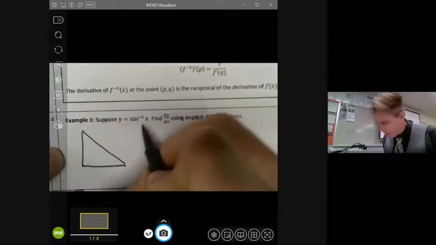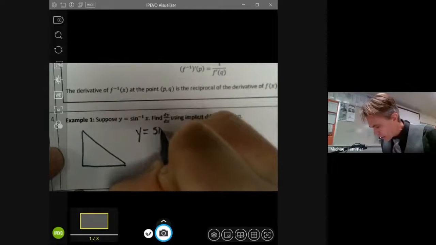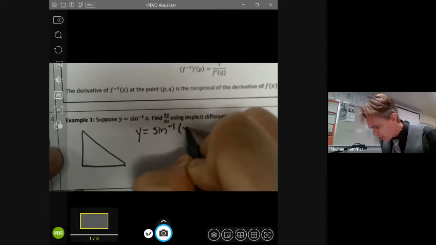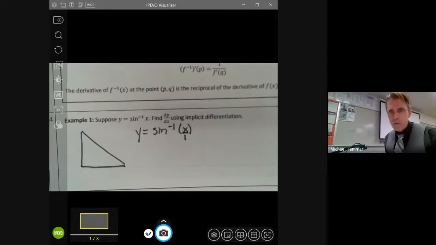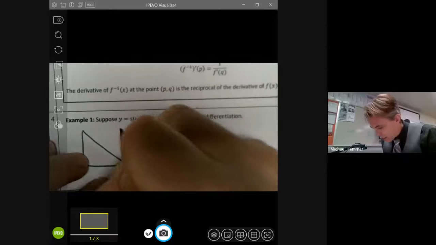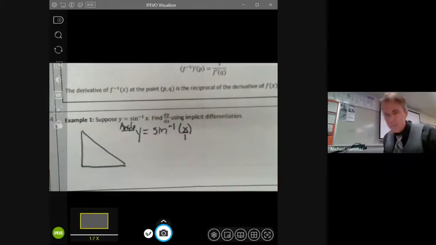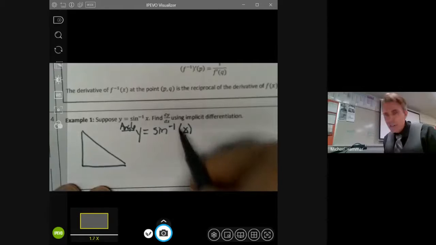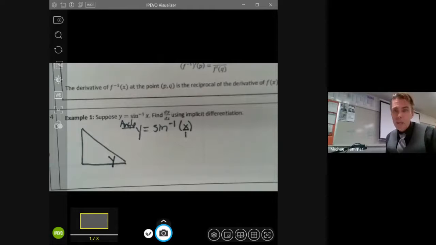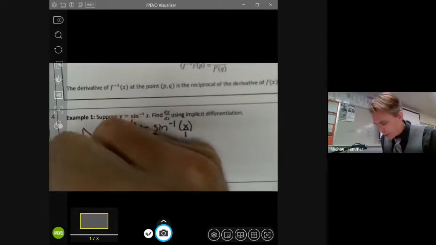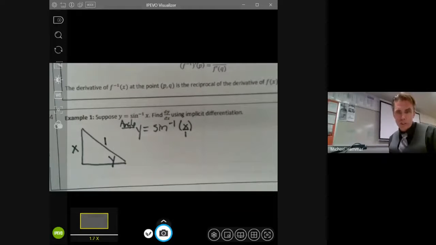So what we have is y equals sine minus 1 of x, okay? And that's actually going to be like x over 1. So remember, when we did inverse trig in pre-calc, this means the angle. What we're trying to find is the angle where these two things are true. So the angle is y. So I'm going to label this y. And then we're talking about sine, so it's opposite over the hypotenuse. The opposite's going to be x, and the hypotenuse is going to be 1.